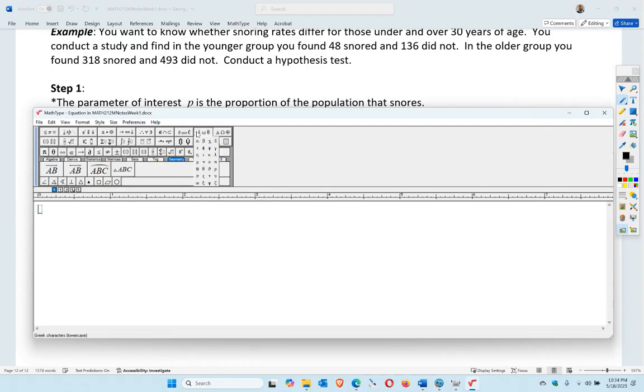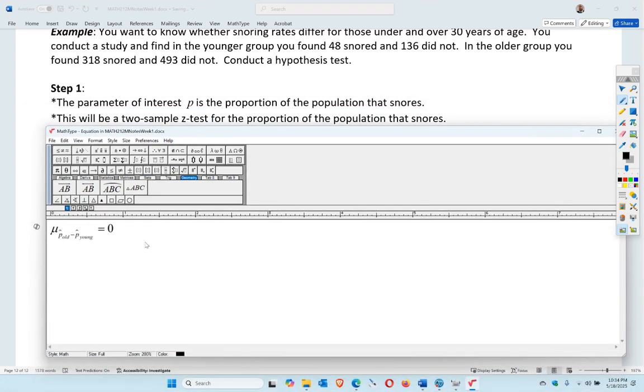Okay, so basically, the mean of the sample set, p hat sub old, minus, I'm going to copy that, copy, paste, p hat sub young. I think it's old minus young. I got to pay attention. I might have that backwards, but it doesn't really matter. Either way, it's going to be 0, right?